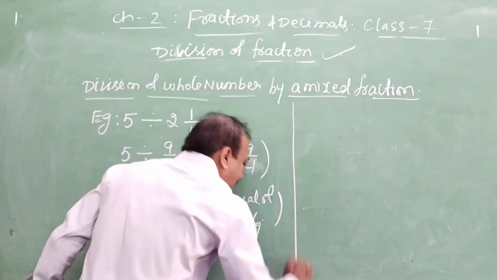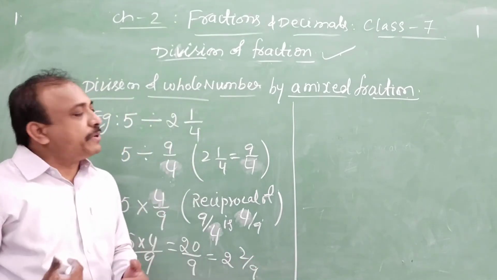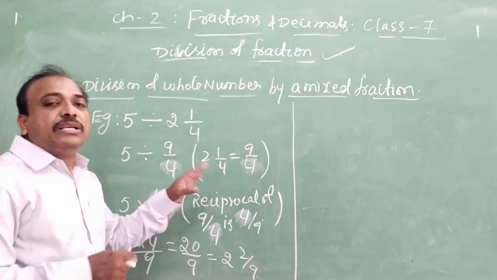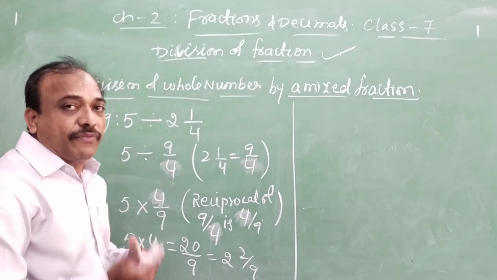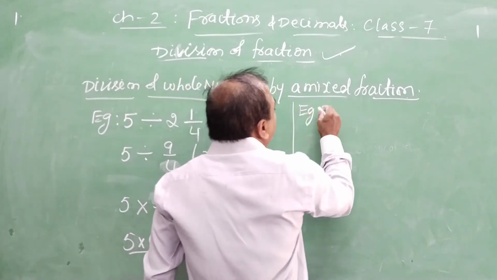Let us see one more example. Be careful while converting a mixed number to an improper fraction. As I made a mistake, it was 4 but I have written it as 7. So you have to be careful while converting it to improper.